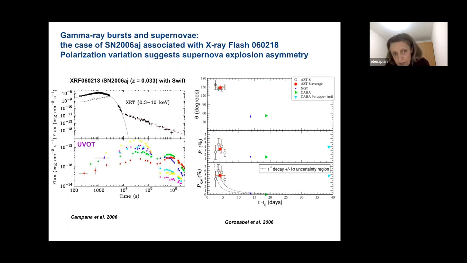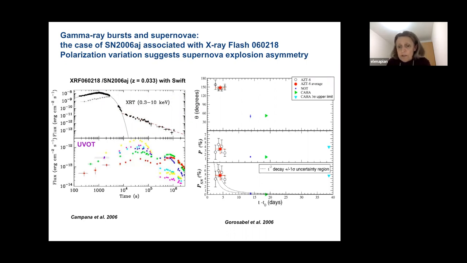There was, as you know, virtually all long gamma ray bursts are associated with supernovae, with core collapse, stripped envelope core collapse supernovae, namely explosions of stars that have lost completely their hydrogen and helium envelopes before explosion. So they explode as type Ic supernovae, stripped envelope supernovae. They lack completely hydrogen and helium features in their ejecta.